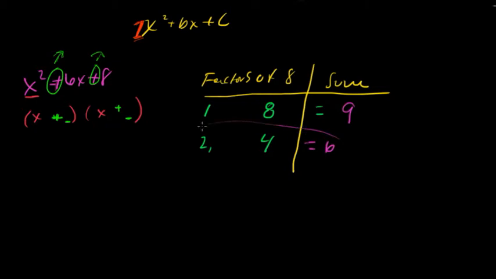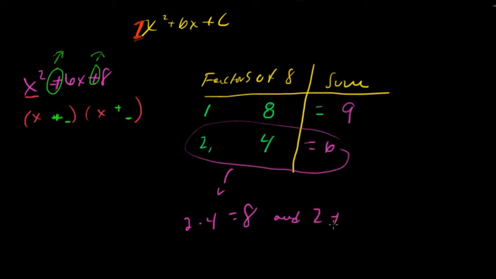And isn't this what I want? 2 times 4 is equal to 8, and at the same time 2 plus 4 is equal to 6. So that's what I'm looking for. When we're dealing with all positives, it doesn't matter which one goes where. We're just going to insert them. So 4 will go here, and 2 will go here.